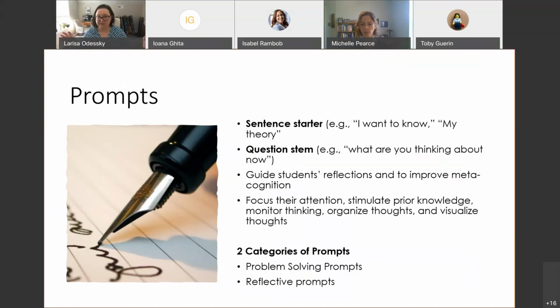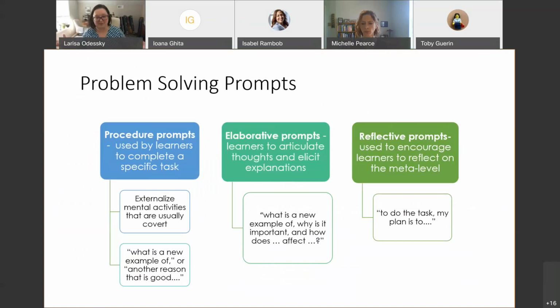So we have different types of prompts. We can either do a sentence starter or a question. And I think it depends on the subject and where you want to focus. It does improve metacognition, and it focuses their attention and stimulates prior knowledge. And we have different categories of prompts. You can have problem solving or reflective prompts. So examples of different types of prompts: a procedure prompt for a specific task, or an elaborative prompt, where you know the foundational knowledge, so how can we elaborate, or what's the meaning of it? Expand it. And reflective prompts: to do this task, my plan is to. And all of this can be under the umbrella of problem solving.